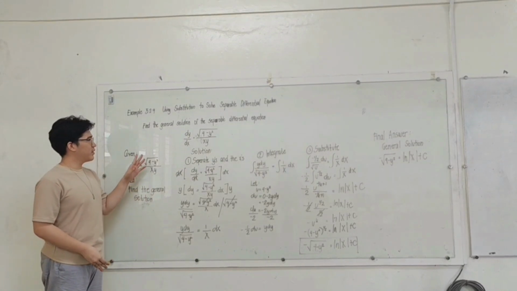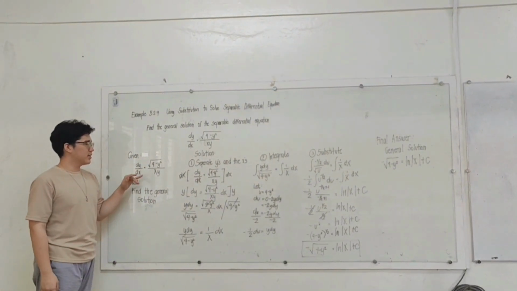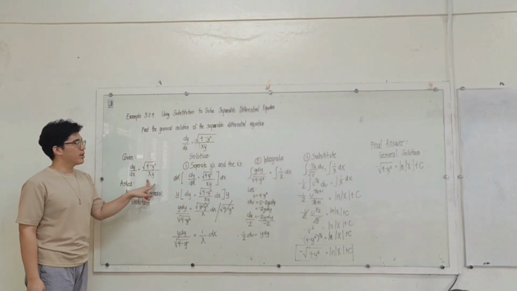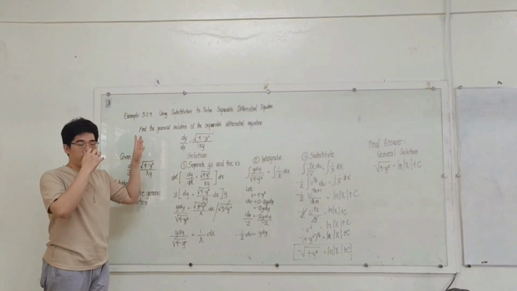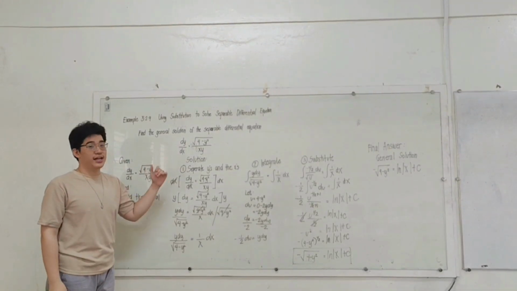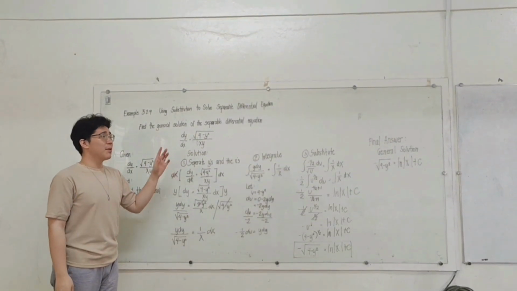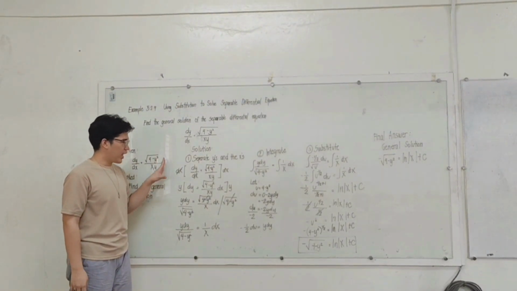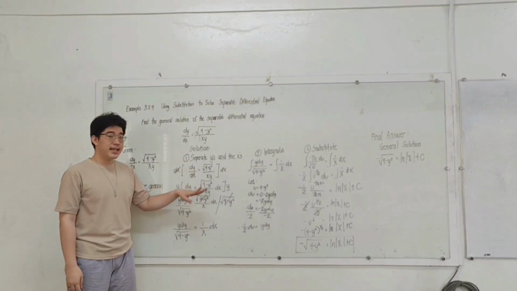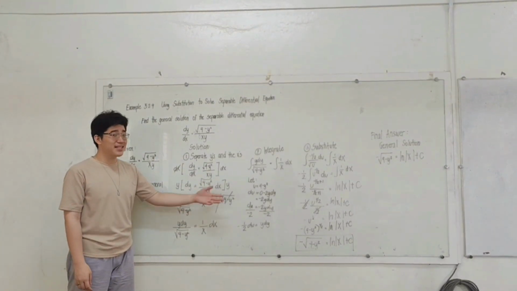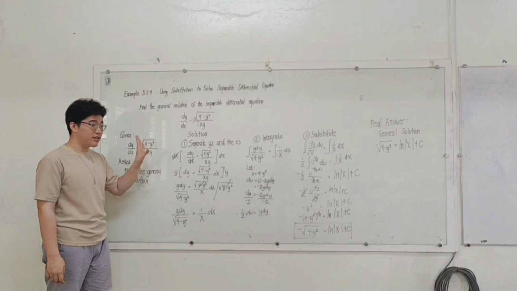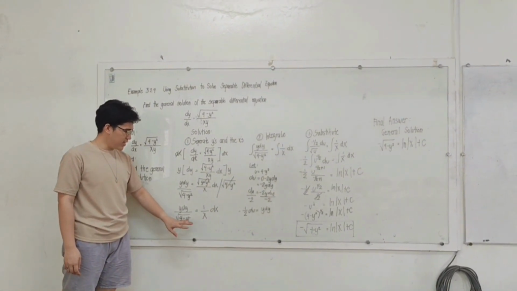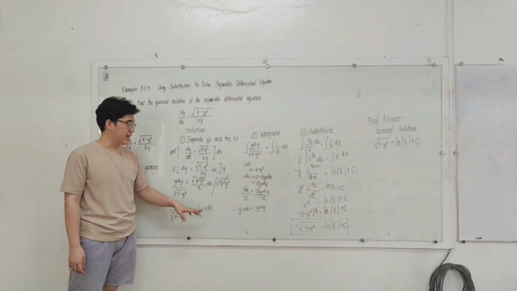So once again, our given was dy over dx is equal to the square root of 4 minus y squared all over xy. So we are to find the general solution. So our first step is to separate the y from the x. So we multiply both sides by dx and y to cancel out the same variables para separate sila. So our equation now is y dy all over the square root of 4 minus y squared, which is equal to 1 over x dx.